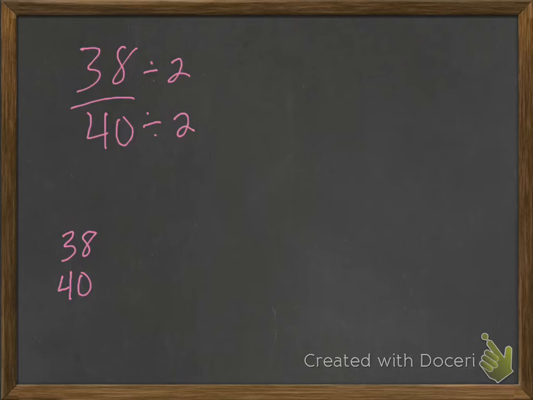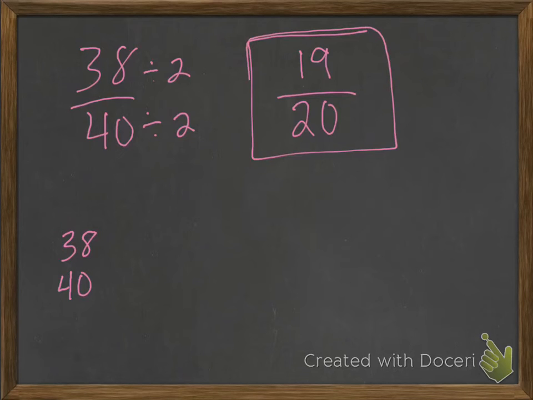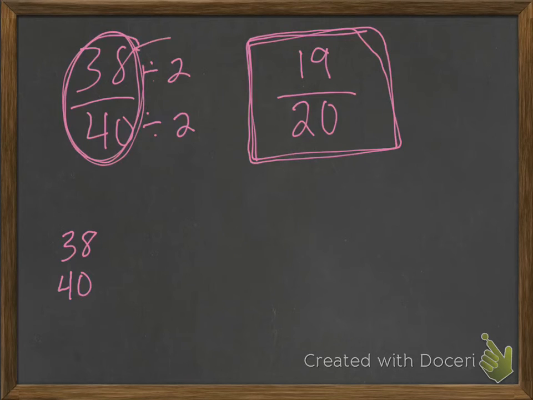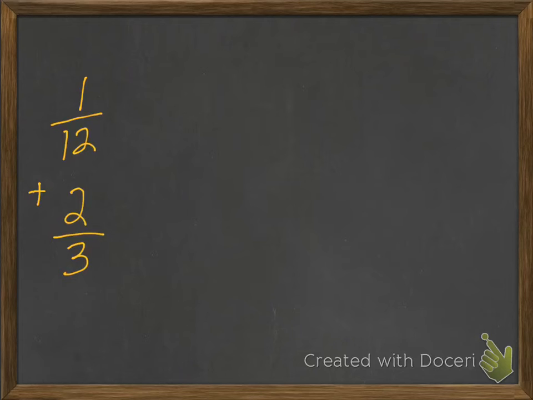38 divided by 2 gives me 19. And 40 divided by 2 gives me 20. Can I break this down anymore? No, so our answer would be 19/20. If you have this as an answer and you know you can simplify, you must simplify to get the correct answer. For this one, I don't want you to write it down because I want to show you where some people go wrong.